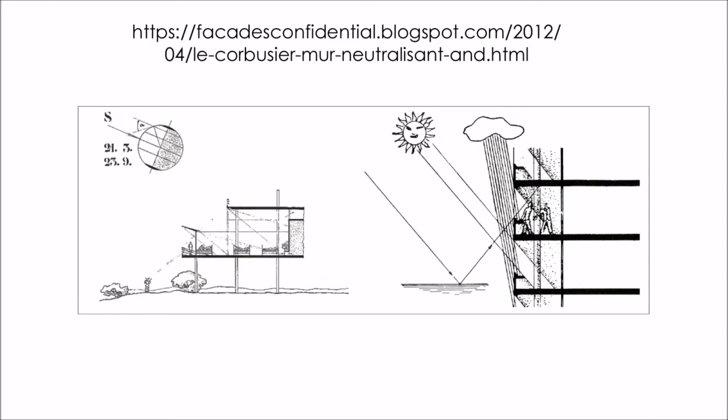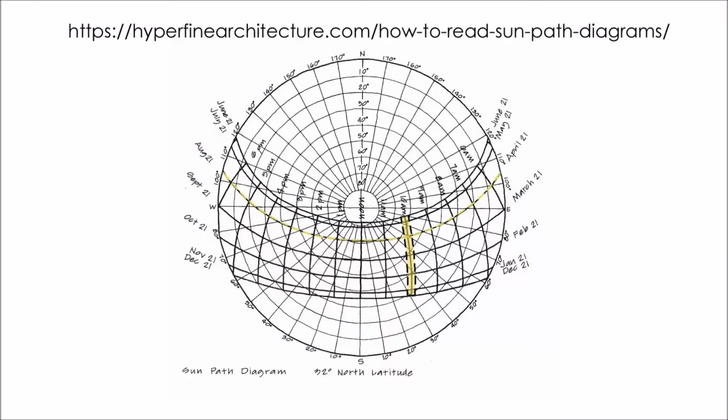So sun angles, sun paths, these were fundamental to the training of a young architect, and that remains so today. It is still the case in architecture schools. This is one form that a sun path diagram takes, and this is probably the most common form that it takes. We are going to be looking at something like this at the end of this video. We're going to be building towards this from a three-dimensional model to this two-dimensional diagram.